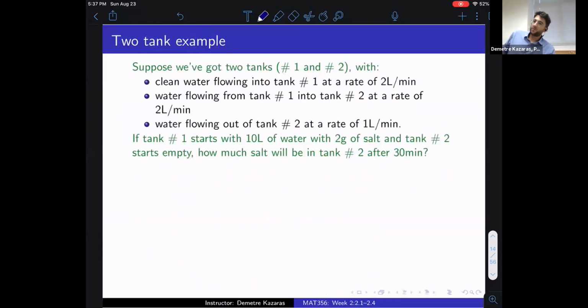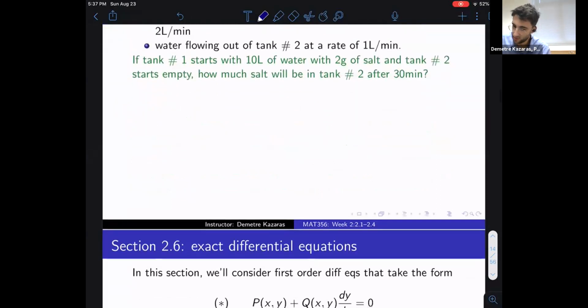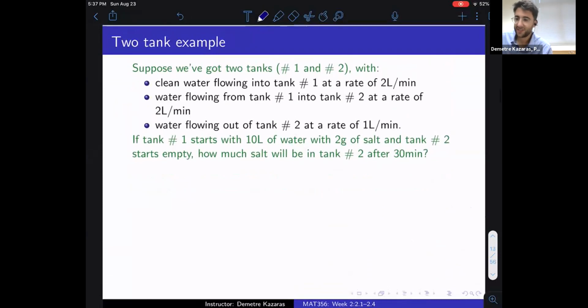Very good. Now these tank problems can get more complicated. Here's an example of one variation on the tank problem. Did I give myself some space? I didn't really. Okay. Well, let's take a look.